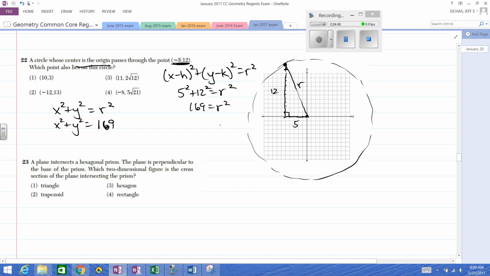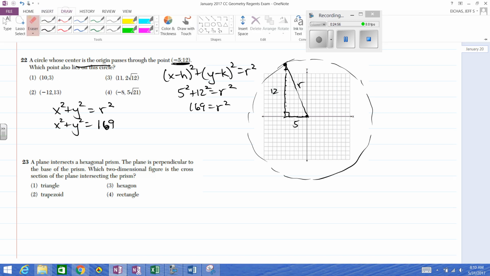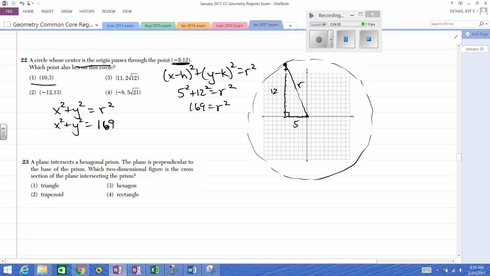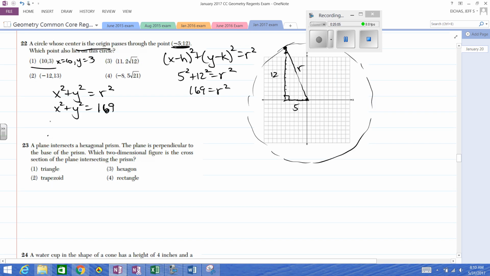Now, basically what we're looking for is we want to take a set of coordinates. This isn't the right answer. I shouldn't have circled it. I'm going to show you what I'm going to do, though. I'm going to take the coordinates and plug them in. So I'm going to try x equals 10, y equals 3. So let's check. Is 10 squared plus 3 squared equal to 169? No, that's 109. So that one's out.